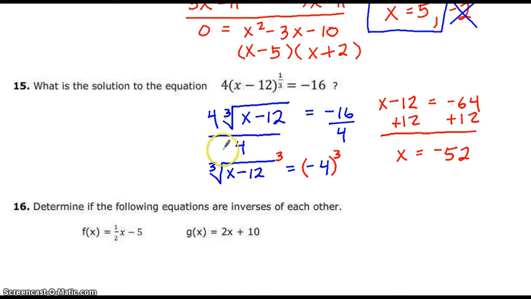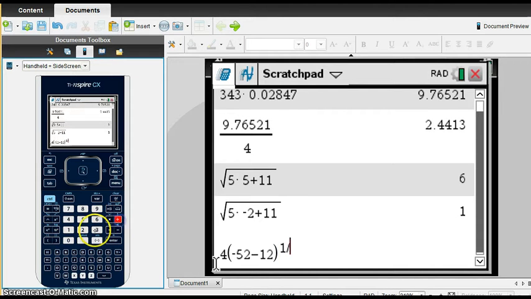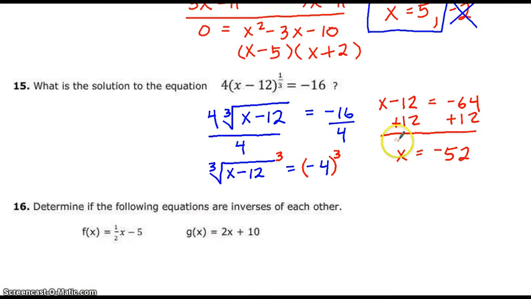All right, let's plug it back in, make sure it works. So I've got 4 parentheses, negative 52 minus 12, close the parentheses, to the power of 1/3. And it equals negative 16, just like I wanted it to.